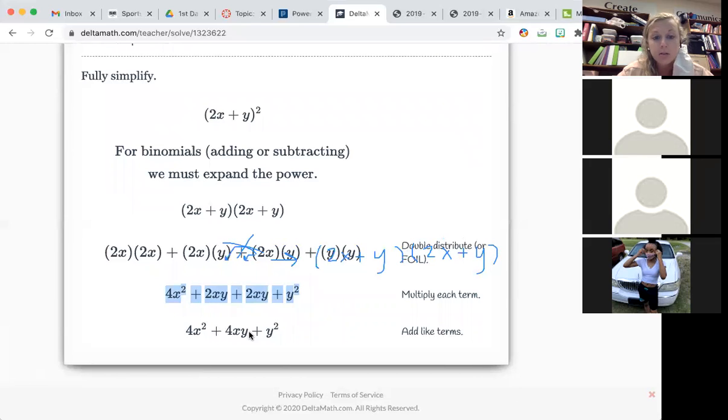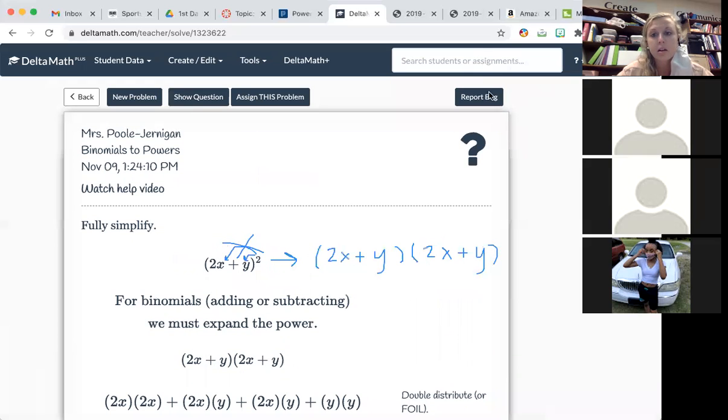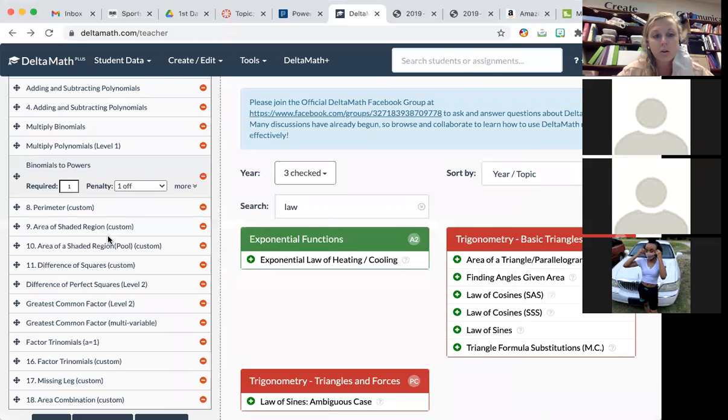Are y'all okay with this one? Yes. Okay, let's keep moving then. Y'all are doing so good. All right.